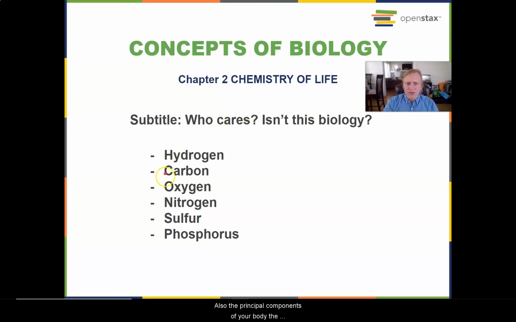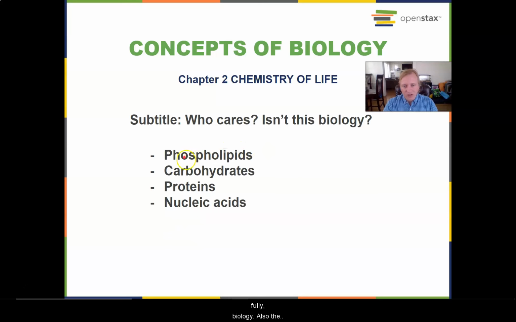Also, the principal components of your body, the hydrogen, carbon, oxygen, nitrogen, sulfur, and phosphorus, those are most of what your body is made out of, and those are all chemical elements. And so it should make some intuitive sense to you why you would want to know some chemistry in order to understand biology fully. Also, the four biological macromolecules, which we're going to talk about later, the phospholipids, carbohydrates, proteins, and nucleic acids, those are all made out of chemical elements. Okay, so yeah, you need chemistry to fully understand much of biology.